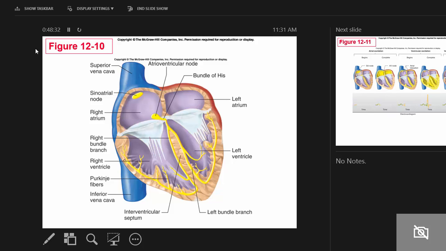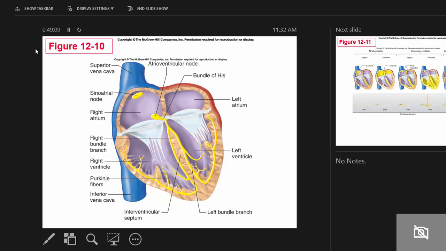Because when the electrical current spreads, except for this one special spot here, this area is pretty much insulated, with this being the most insulation. This isn't completely insulated. So all of this goes out, and these two chambers contract simultaneously. These two contract at the same time. The fact that the AV junction here is insulated is a time delay mechanism.